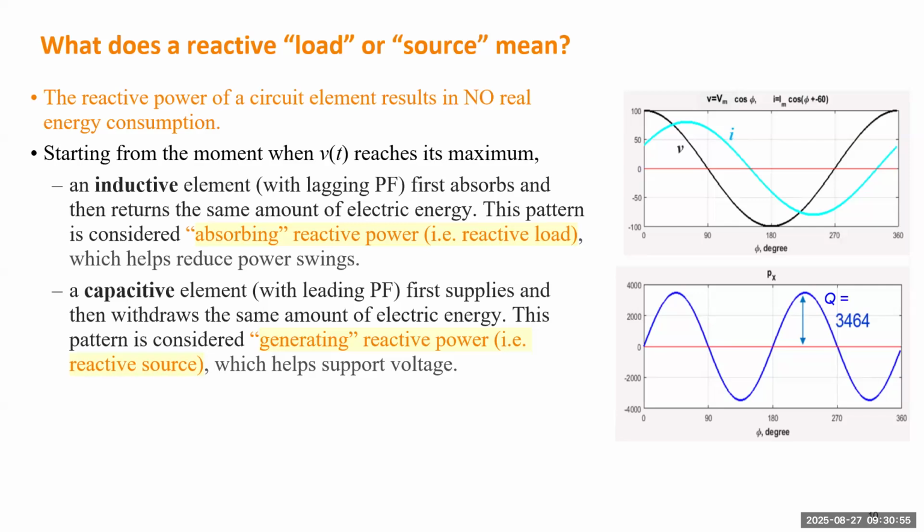So compared to this pattern, there will be another pattern. You have it going the opposite way. So this part will first become negative, then positive. Negative means it is not a positive load; it's a negative load. Negative load means a source. So it will generate some energy and give it to the source, and then return the same energy back. Then consume the same amount of energy. So this is a leading power factor, compared to the lagging power factor in the first case. So we call the second pattern generating reactive power, or a reactive source.